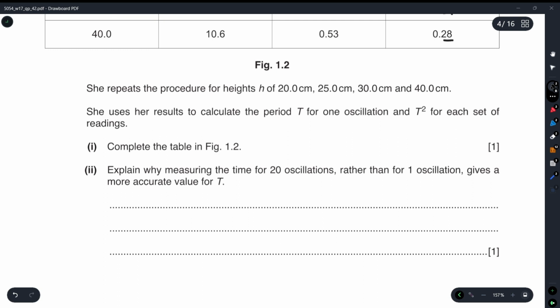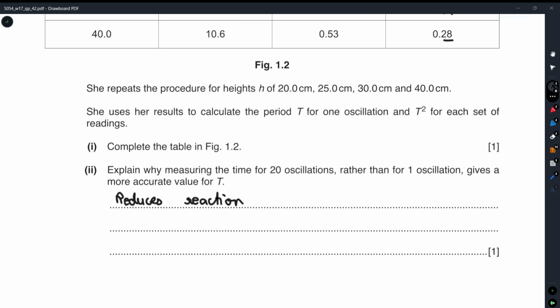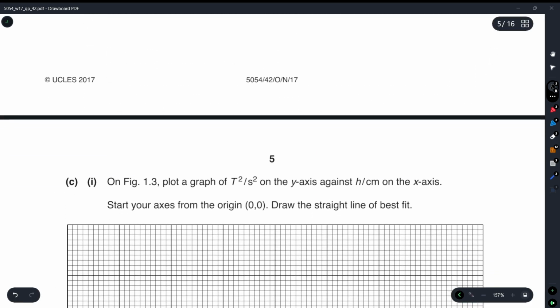Explain why measuring time for 20 seconds reduces reaction error, reduces human error, reduces percentage error. सेम टिपिकल आंसर है. इससे पहले वाले पेपर में मेरे ख्याल में हम लोग कितनी बार यही आंसर जो है वो दे चुके हैं. सही है. ऑल राइट, let's move on.